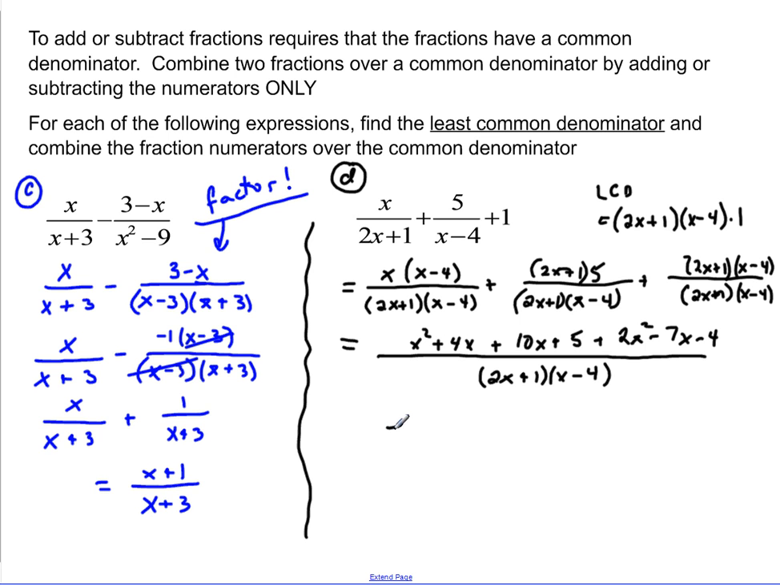So let's combine what we can combine right here. I've got x squared and 2x squared. That gives me 3x squared here. Plus 4x plus 10x minus 7x. Well, 14 minus 7 is 7. So plus 7x. And we have plus 5 minus 4, so that gives me plus 1 as my constant term. And in my denominator, 2x plus 1 times x minus 4. And that's all we can do with this. This is now in completely simplified form. All right, one more to go.